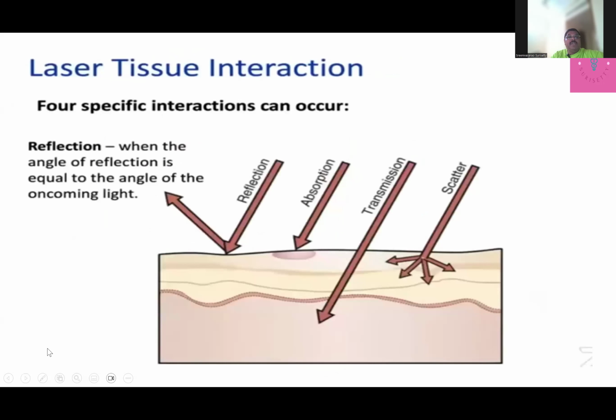So what happens when tissue is exposed to laser? Four things will occur: reflection, absorption, transmission, and scattering. Reflection means the angle of reflection is equal to the angle of incidence. That's called reflection. So these are the four things that will happen.